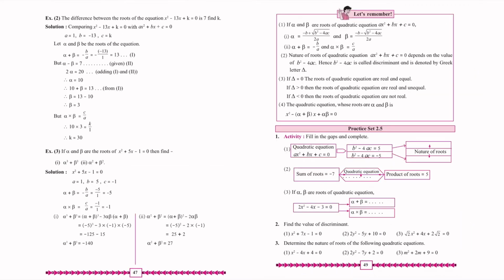Next, on page number 47, the full page is reduced. On page 49, let's remember only this much part is reduced. Again on page number 49 you can see the activity from practice set 2.5. The first activity, third sub-question of the first one: if alpha and beta are the roots of the quadratic equation, that is reduced.